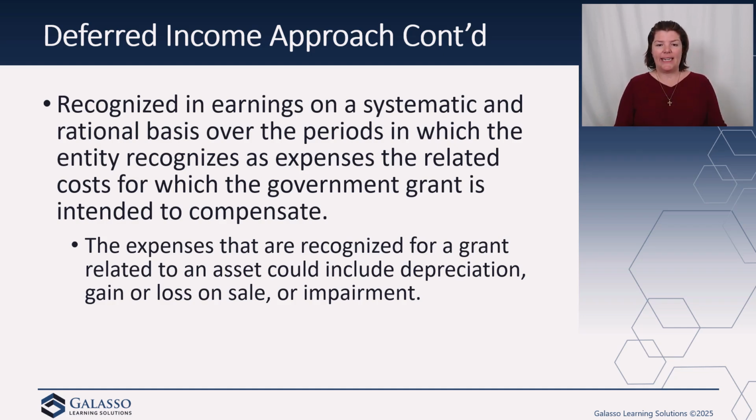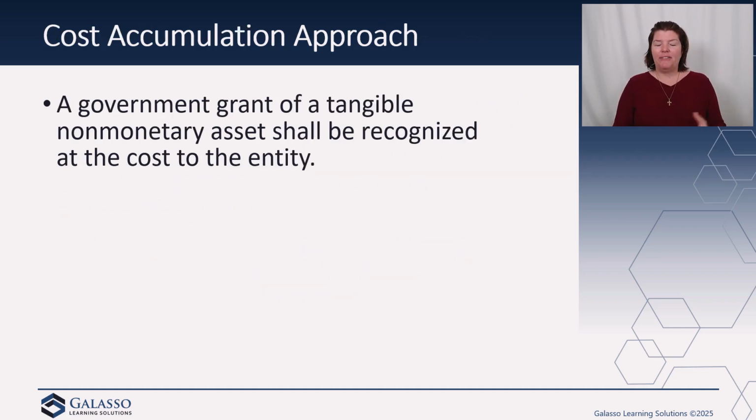On the other hand, if you do the cost accumulation approach, your government grant is going to actually be recognized at the cost to the entity. So you're basically going to say, okay, if I bought a $2 million building, but I bought it with $1 million worth of federal funding, how is that going to play out?